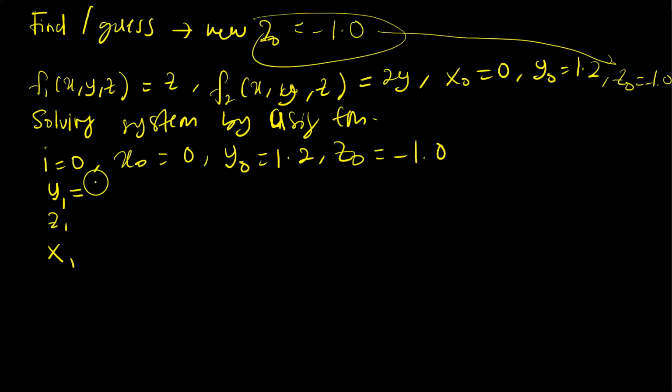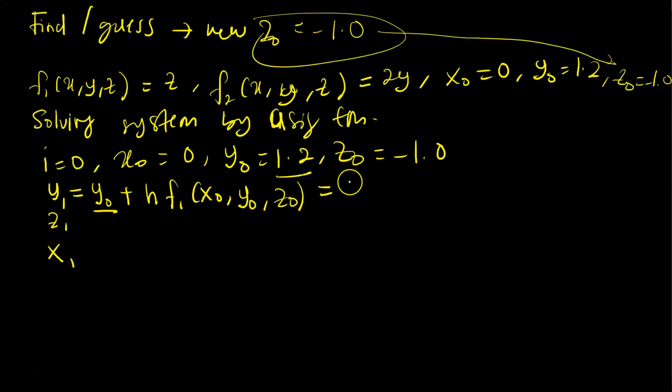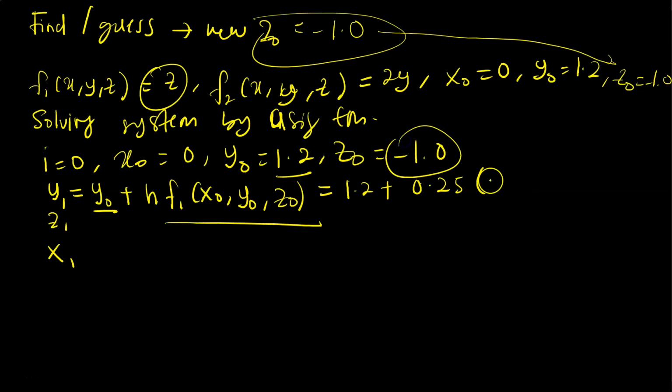That is, we use the formula of the Euler method. It is Y0 plus H times F1(X0, Y0, Z0). That is, Y0 in the question, 1.2, plus H, 0.25, multiplied by the first function, which is given by Z. So we substitute with this value, multiplied by negative 1.0. When we solve this one, we get negative 0.4.